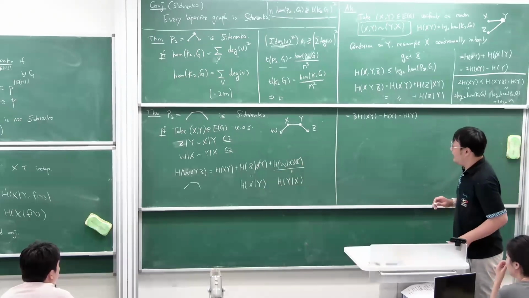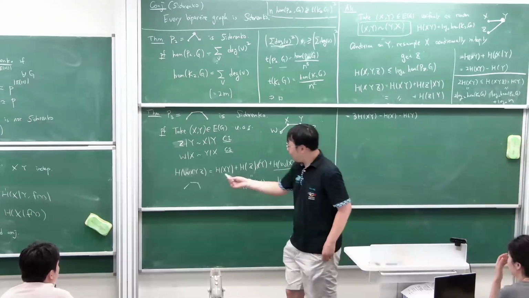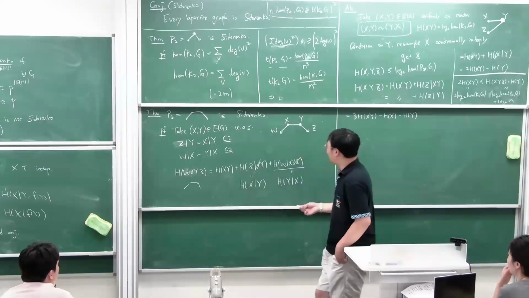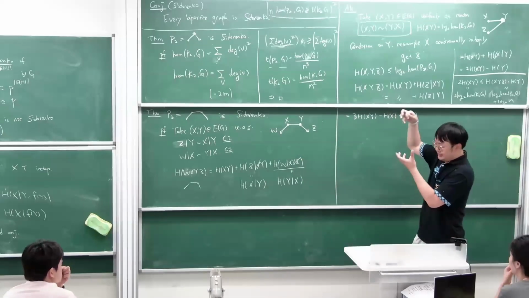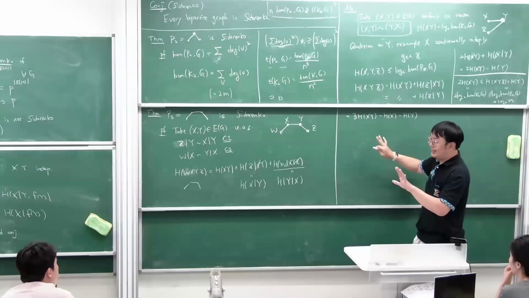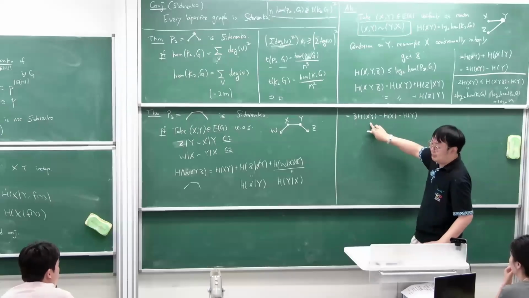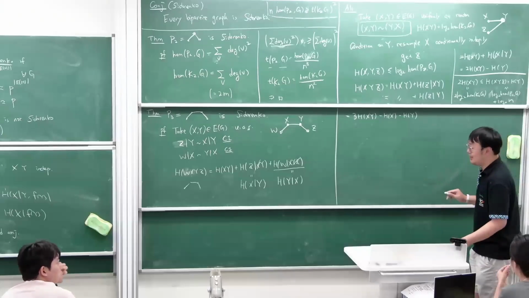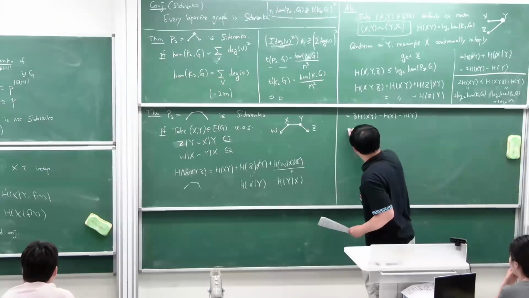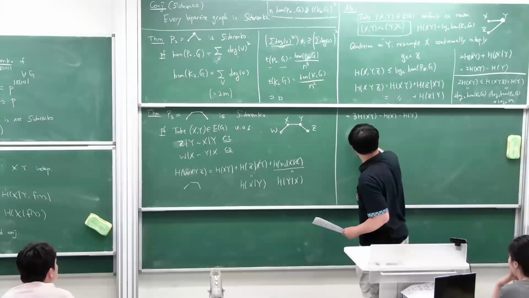And this is indeed the inequality we want, right? Remember, we have 1 copy of P3. We want to lower bound by the edge density to the 3rd power. And after taking log, this is 3 times the log of the number of edges. So this is kind of in good shape. It remains to just rearrange the inequality, rearrange all the terms.